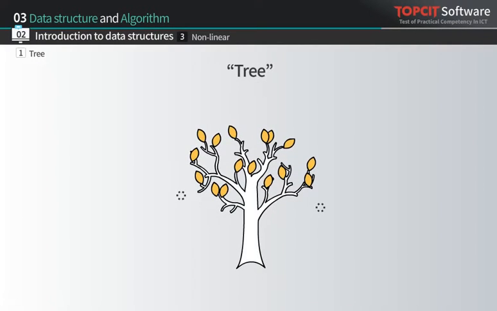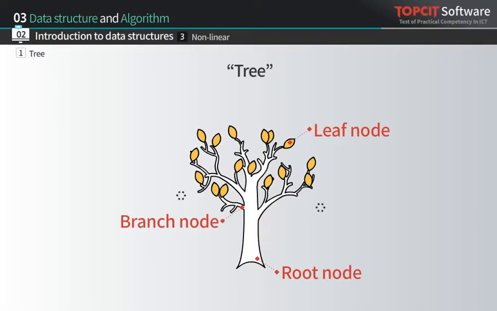Now, let's look at the tree, which is the representative of nonlinear data structures. The tree is literally a data structure similar to a tree, with a hierarchical structure. Just like branches and roots in a tree, the tree in data structures has leaves, roots, and branches. The root is called the root node, the branch is called the branch node, and the leaves are called leaf nodes. The main objective of the tree is search, so most search algorithms use the tree data structure.